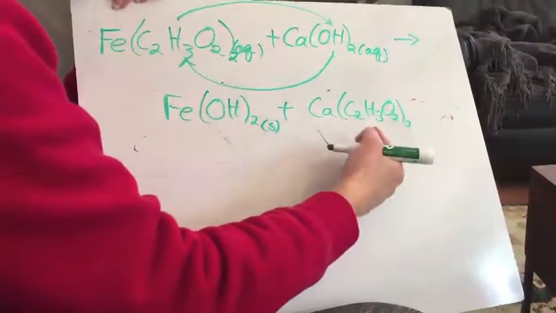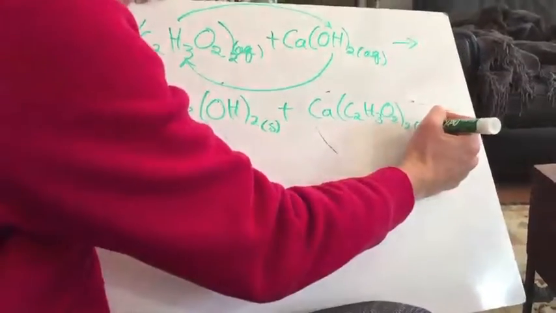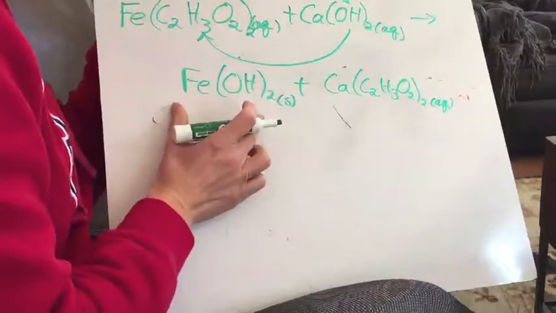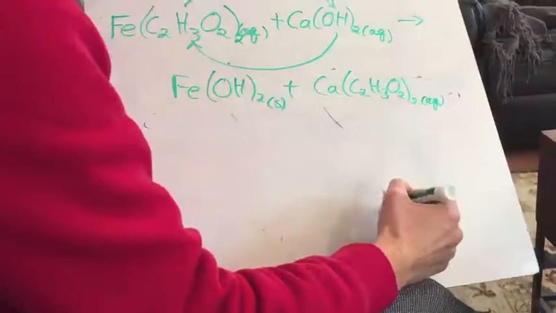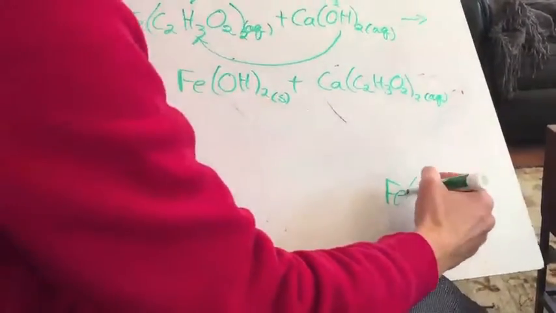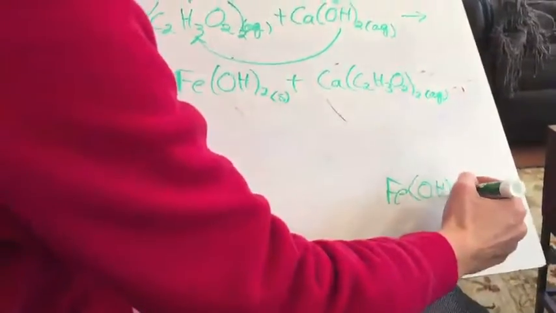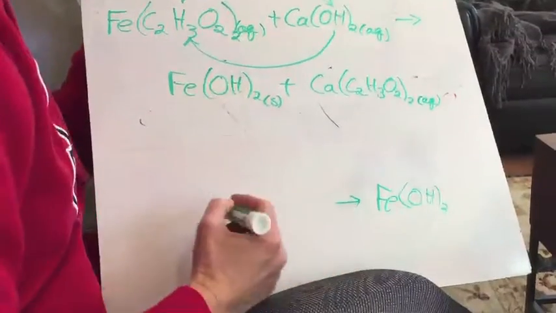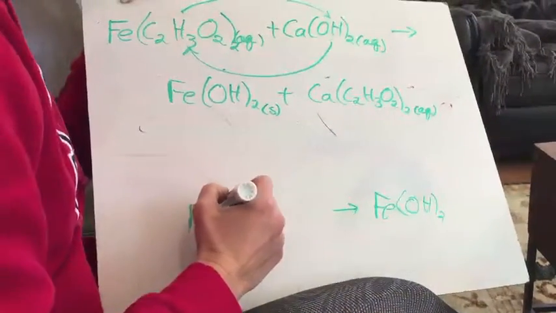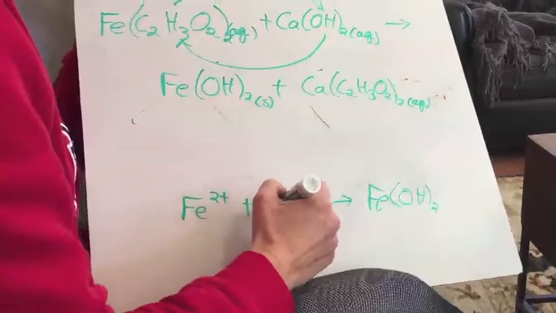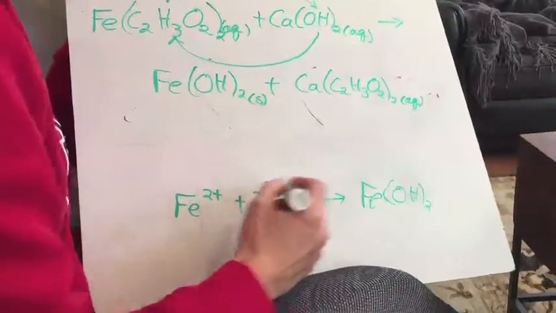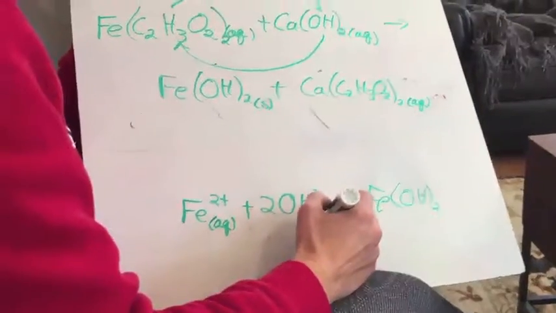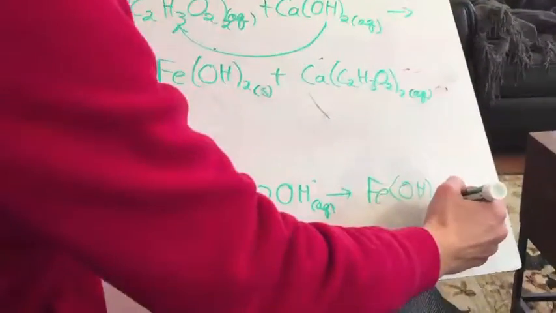We have a rule about acetate that says that it's always soluble. So we know that that's aqueous. So we're going to go back and we're going to say, okay, I know that my product is iron 2 hydroxide. What came together to make iron 2 hydroxide? Well, iron ions and hydroxide ions. We're going to go back and we're going to write their states. And we're done.